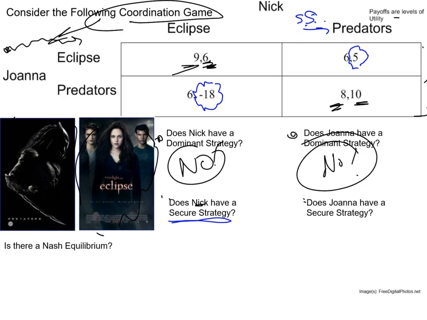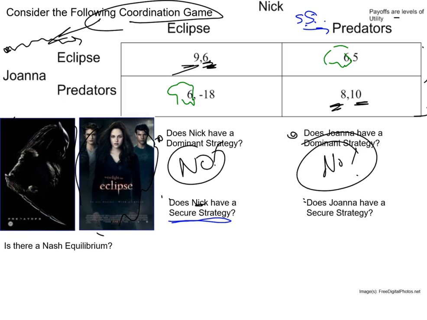Right? What I want to ask is, can you go through it and convince yourself whether or not Joanna has a secure strategy? But it's a little bit of a trick question. Why? Because look, what's the worst thing that could happen to Joanna if she sees predators? The worst thing is she gets a 6. If she sees eclipse, what's the worst thing that could happen to her? The worst thing that could happen to her is also a 6. So what do we say about Joanna and her secure strategy, right?